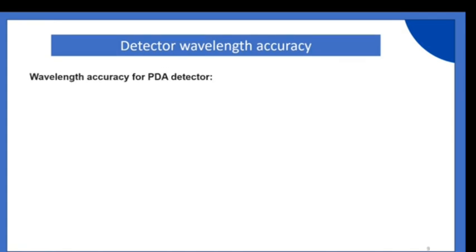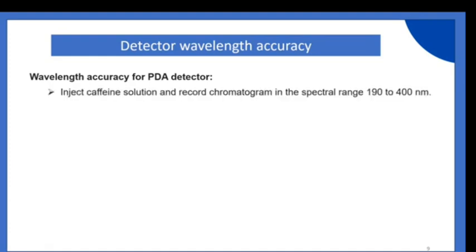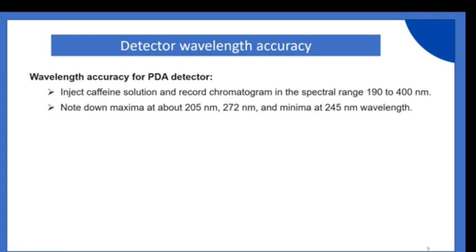Next parameter, that is detector wavelength accuracy. First we will see for PDA detector. In this, inject caffeine solution and record the chromatogram in the spectral range 190 to 400 nanometer. Note down maxima at about 205 nanometer and 272 nanometer, and minima at 245 nanometer wavelength. In this, you have to inject caffeine solution only once, record the spectral range and find out the maxima and minima.